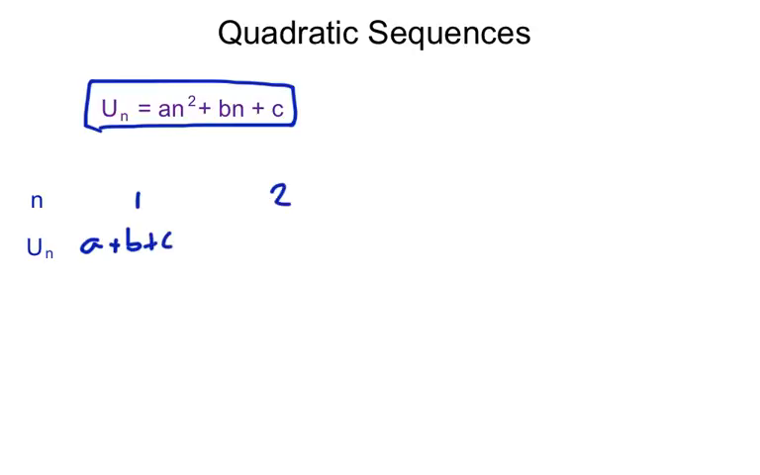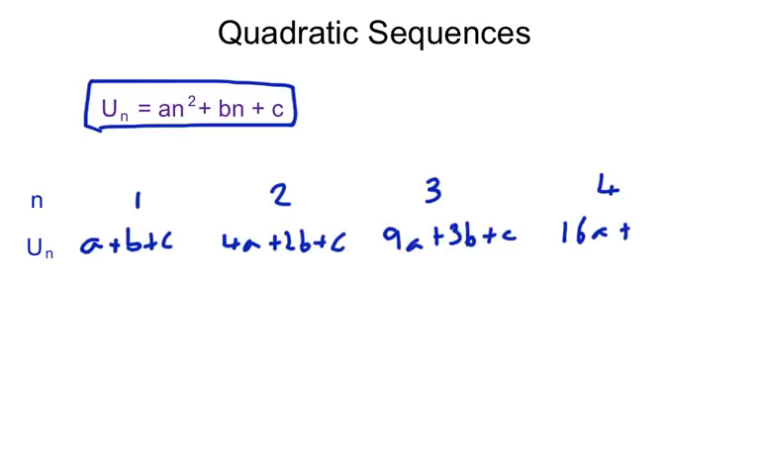When n is 2, we get a times 2 squared, so that's 4a, plus b times 2, well that's 2b, plus c. When n is 3, we get a times 3 squared, well that's 9a, plus b times 3, well that's 3b, plus c. When n is 4, we get a times 4 squared, so that's 16a, plus b times 4, so 4b, plus c.